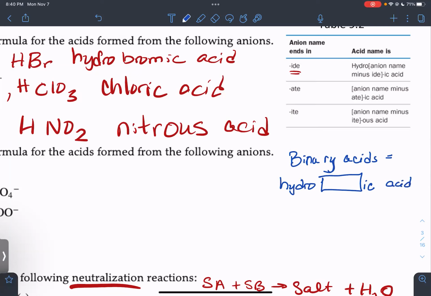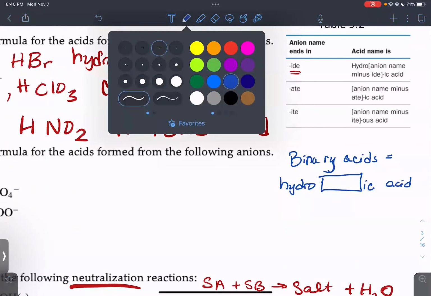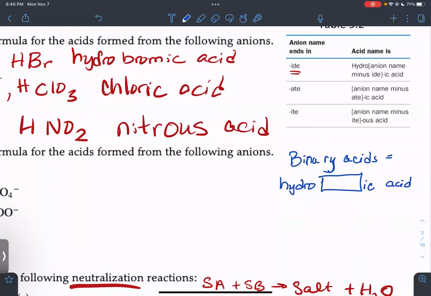So if this were chlorine, this would be hydrochloric acid. If it were bromine, hydrobromic acid. So this is whatever element that you're talking about in the binary acid. Then when we have ternary acids, they have a slightly different naming system.